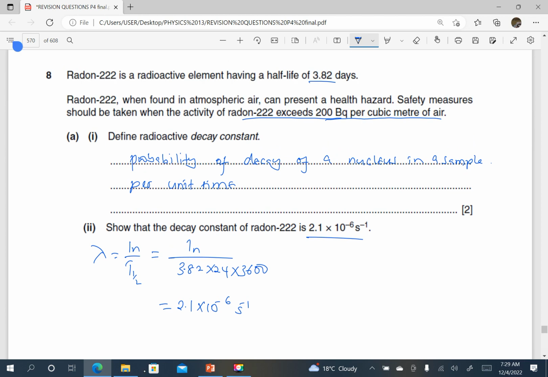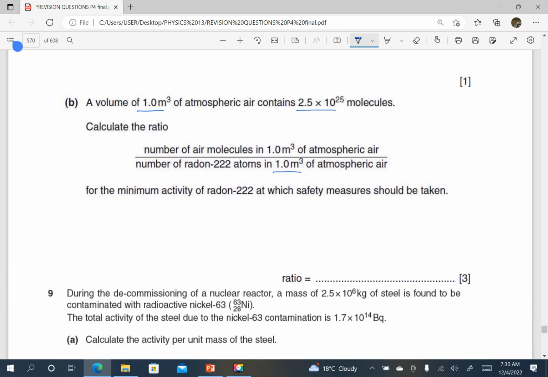They have already told us from the above that radon 222, when found in atmospheric air, can present a health hazard. Safety measures should be taken when the activity of radon 222 exceeds 200 becquerels per cubic meter of air. So the activity is 200 becquerels per cubic meter of air. So let's find the number of radon nuclei in 1 cubic meter of air that should not be exceeded.